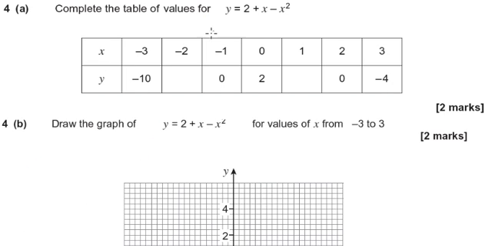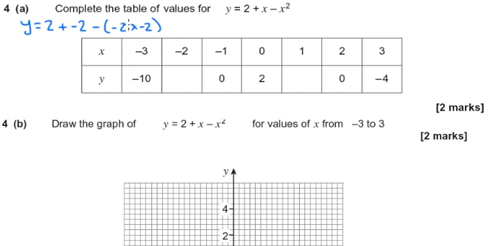Okay, for part A, it needs us to fill these two numbers in. So we need to work out what y is when x is -2. So when x is -2, y will equal 2 plus -2 minus -2 times by -2 for -2 squared.